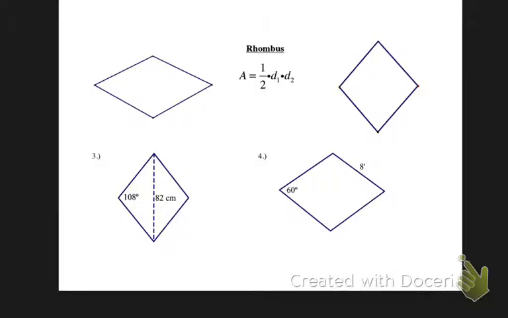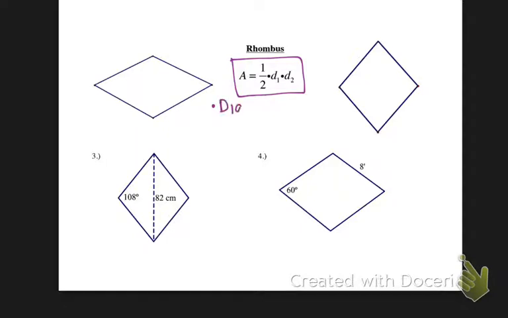This is our notes on area of a rhombus. So our formula is 1/2 diagonal 1 times diagonal 2. So essentially we're just multiplying the diagonals together and then taking half of that, and that will give you your area. But it's really important to remember a couple of the properties about rhombi.